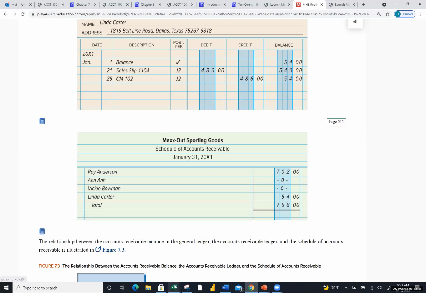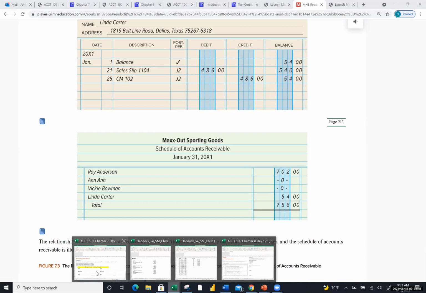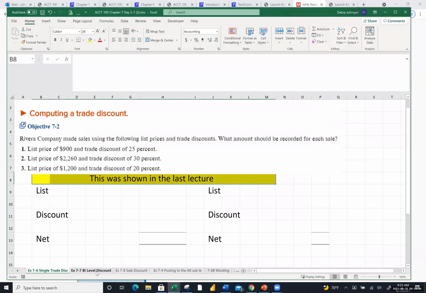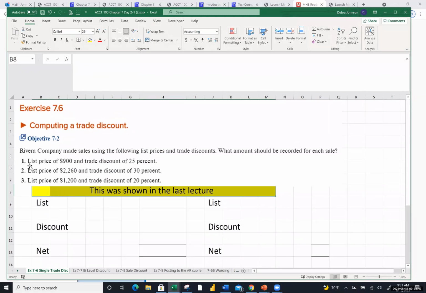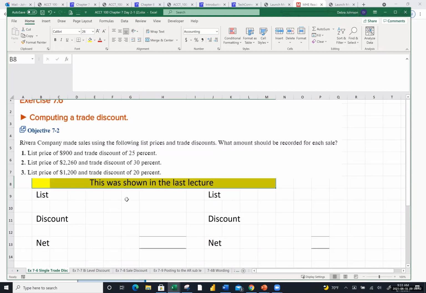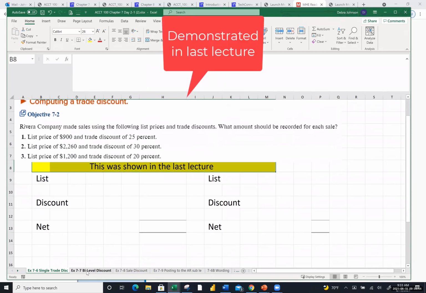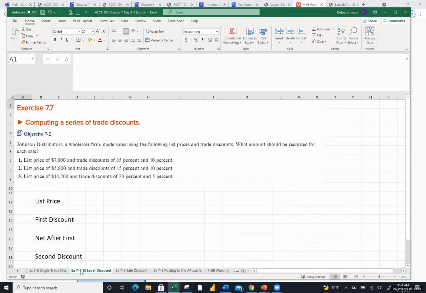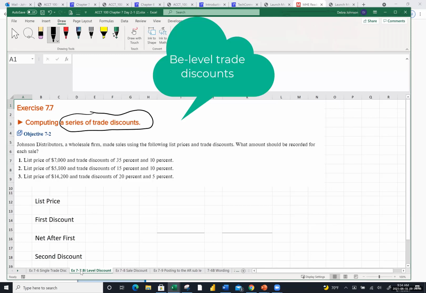Okay, let's jump in and try a couple of these. So we're going to start off with, if you guys have opened your Excel files for Chapter 7, Day 2. And the first one I've already demonstrated in the last lecture, so I'm going to pass on that one. I'm going to go to one that's similar but a little bit more difficult. I'm going to go to the second tab, which is exercise 7-7, and this says a series of trade discounts.